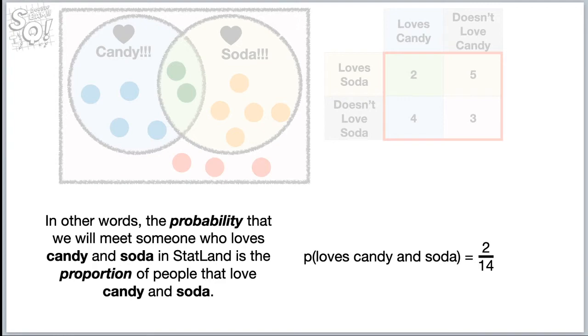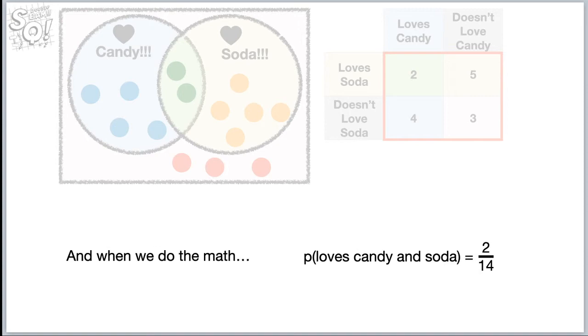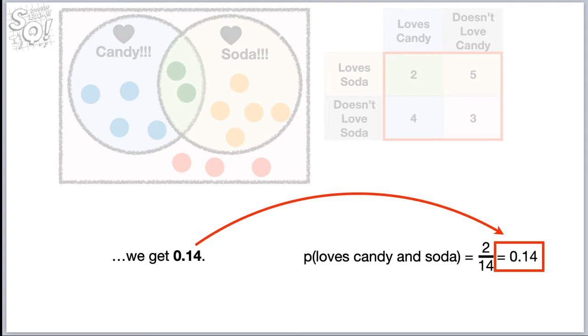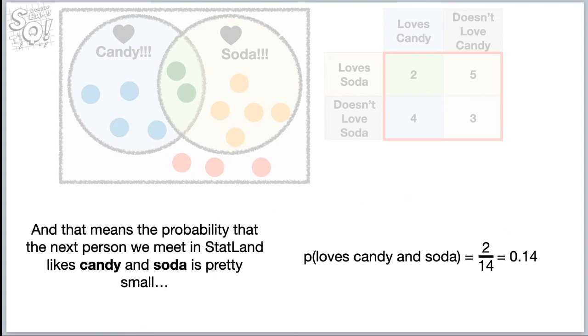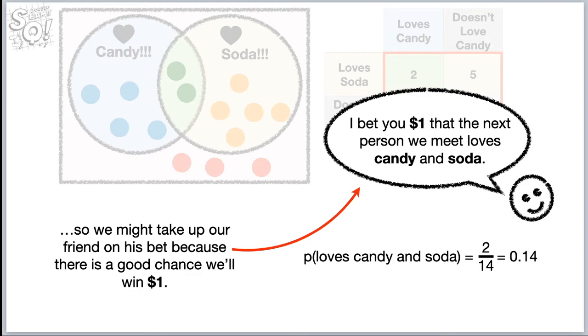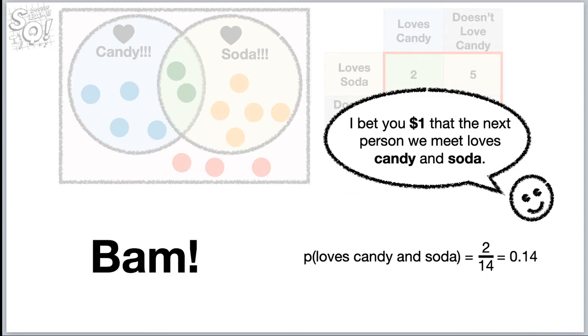In other words, the probability that we will meet someone who loves candy and soda in Statland is the proportion of people that love candy and soda. And when we do the math, we get 0.14. And that means the probability that the next person we meet in Statland likes candy and soda is pretty small. So we might take up our friend on his bet, and there's a good chance we'll win that $1. So once we give this guy a name, maybe he'll owe us $1. Bam!